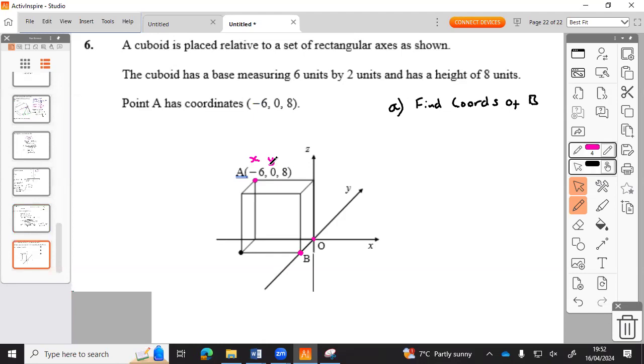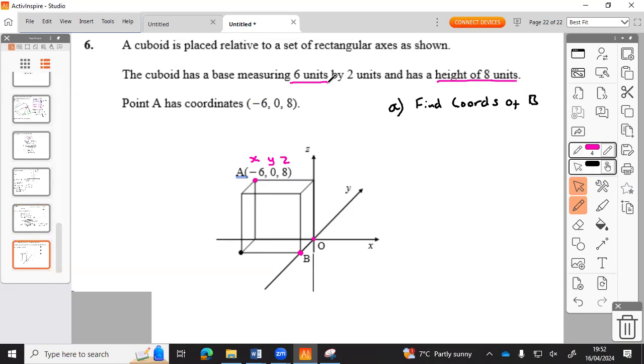And then the final number is your Z. So your X, Y, Z. The Z is your height. You've gone up 8, it's giving you a height of 8 units. So the cuboid has a base measuring 6 units, which is your X, and a height of 8, which is your Z. That face, which A sits on, has Y as 0, it's sitting on the Y-axis. Does everyone understand where those numbers are coming from? X, Y, and Z.